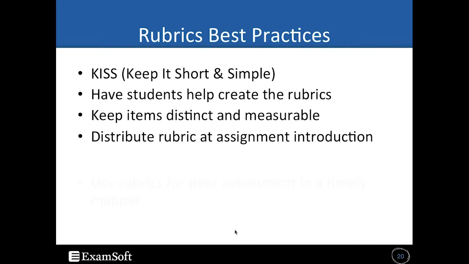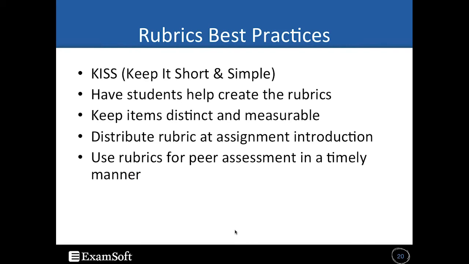Next, we have to distribute that rubric at the beginning of the assignment. So once you introduce it in class, go ahead and show them how you plan on evaluating them, because that'll improve the quality of their work. And then make sure that when you're using rubrics for peer assessment, that you're assessing them in a timely manner. So don't have the students turn in a rubric and then 2 weeks later you open up the peer grading for it. There's too much time that's elapsed there. So as soon as they turn it in, try to make the assignment for the peer grading right after that.